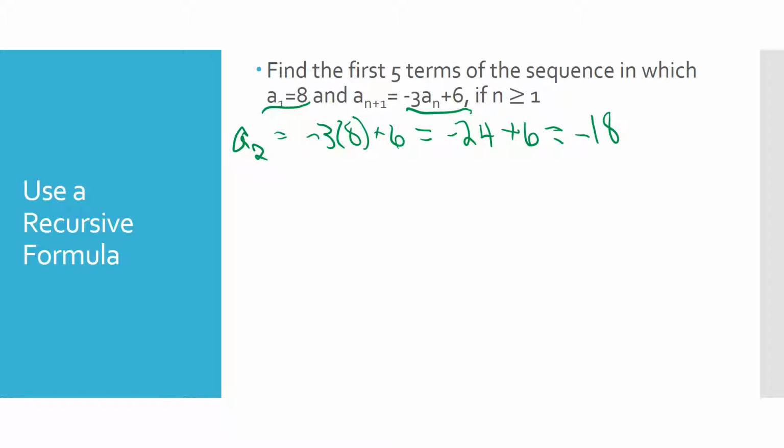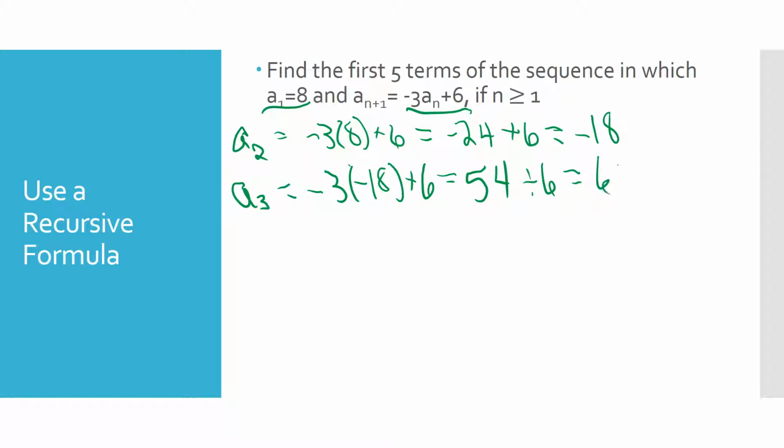All right. Now to find A3, the third term in the sequence, I'm going to take that same formula, except this time rather than plugging in 8, I'm going to plug in -18. So -3 times -18 plus 6. What is -3 times -18? That is 54. So 54 plus 6, easy enough. It's going to give me 60.